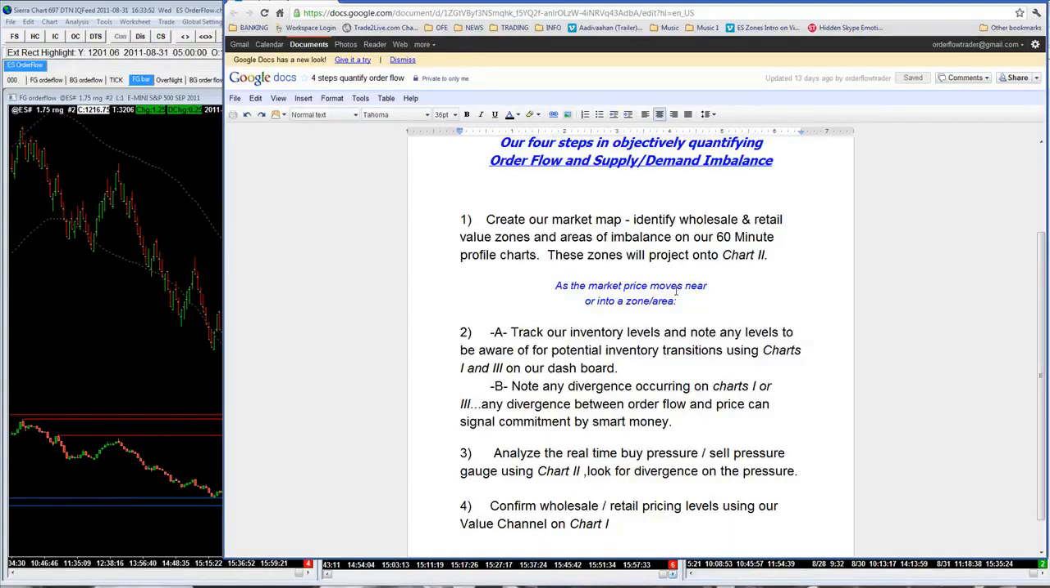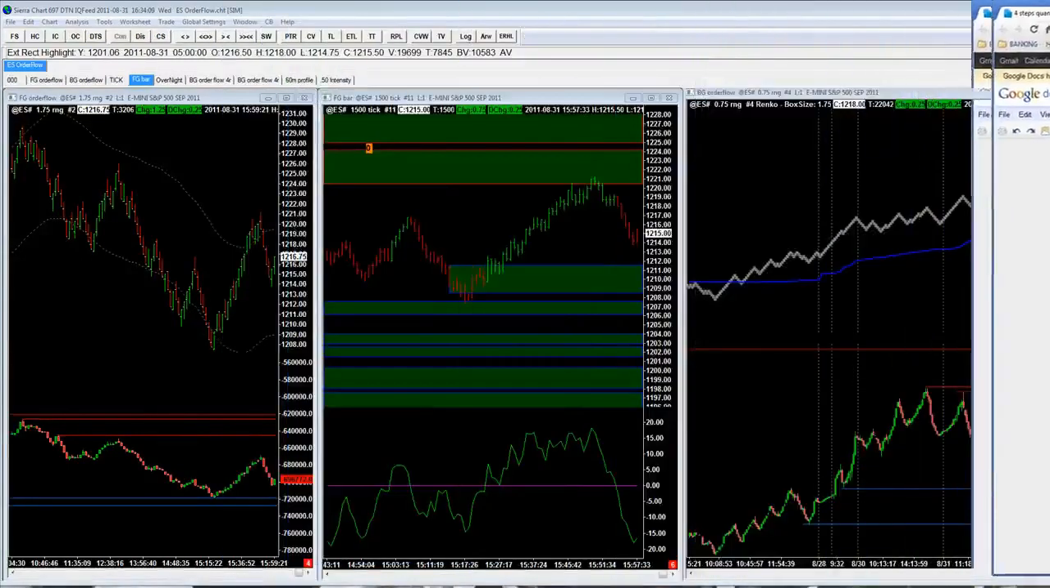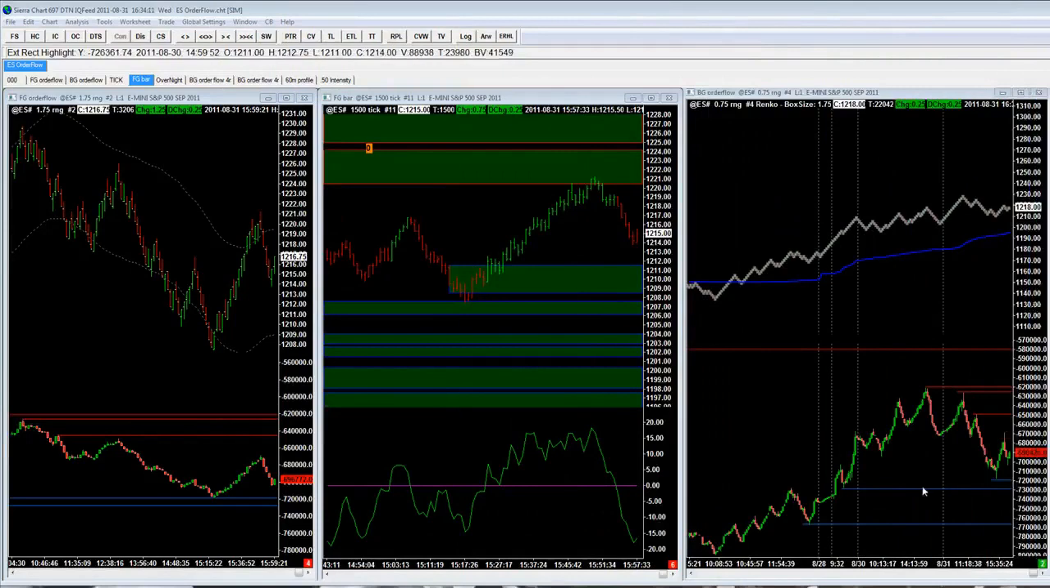inventory transition. Or if the market gets up to the zone, instead of A, instead of the inventory transition, you'll see B, you'll see commitment, right? Because we can't have commitment and an inventory transition at the same time on the same chart. Right? Does that make sense, guys?